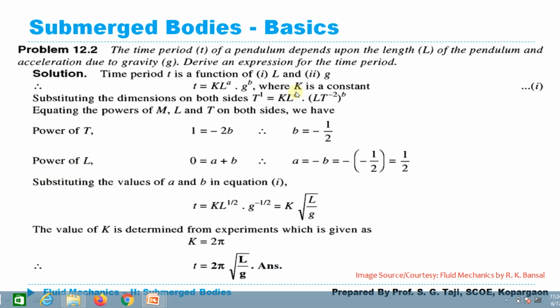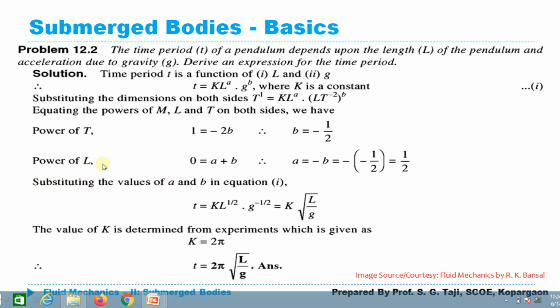Now I am going to compare the powers on both sides for M, L and T. There is no M in the expression, so the power of M on both sides will be null. Again, comparing the power of T on both sides, on the left-hand side it is 1, and on the right-hand side it is minus 2b. So I get the value of b as minus 1 by 2.